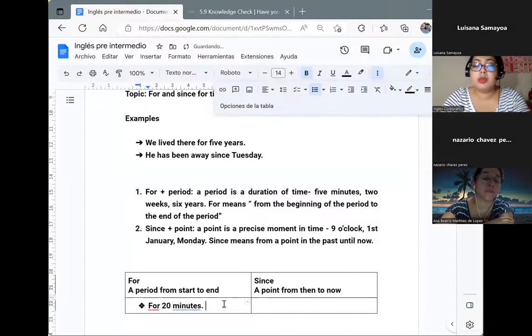In this case, we can use like boil for 20 minutes.